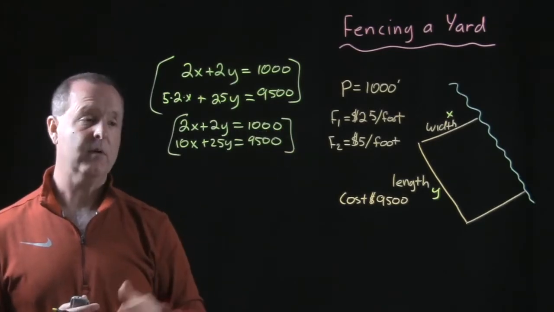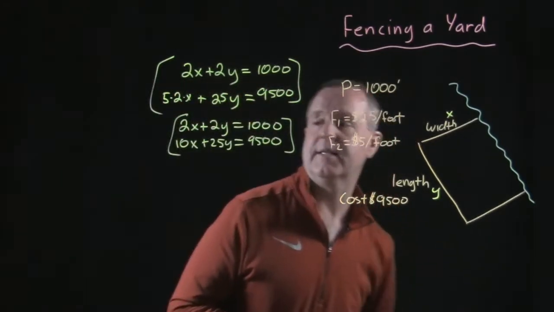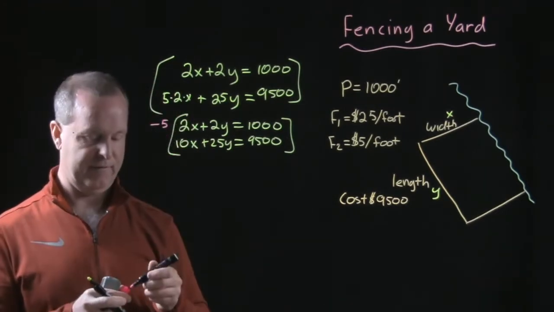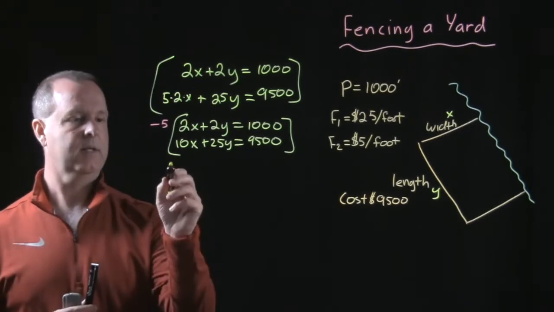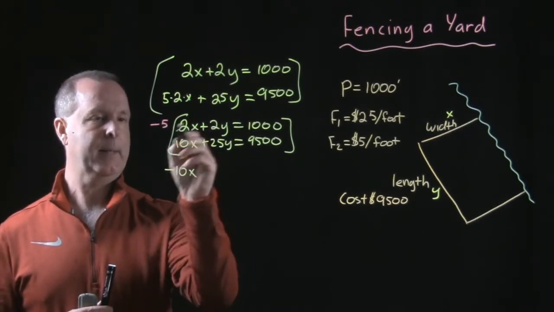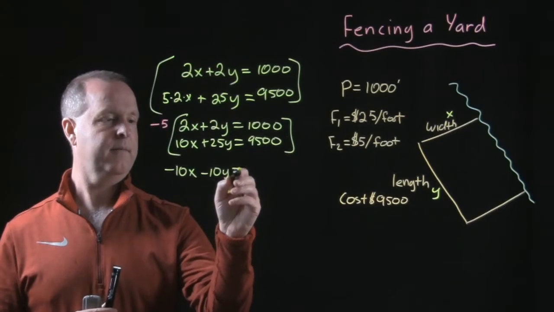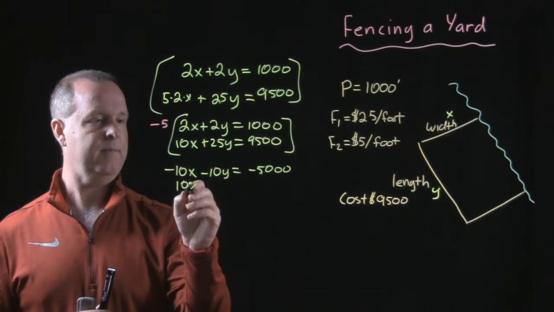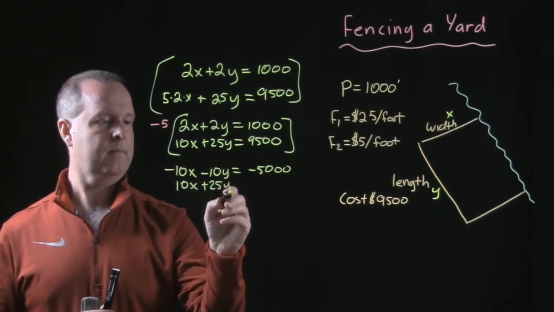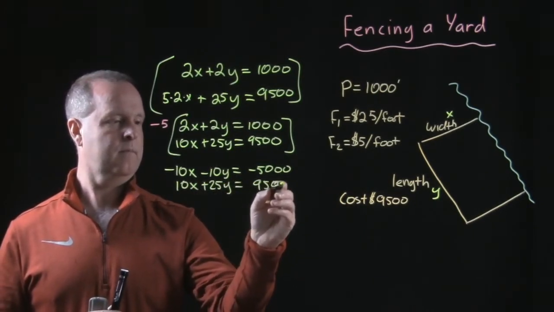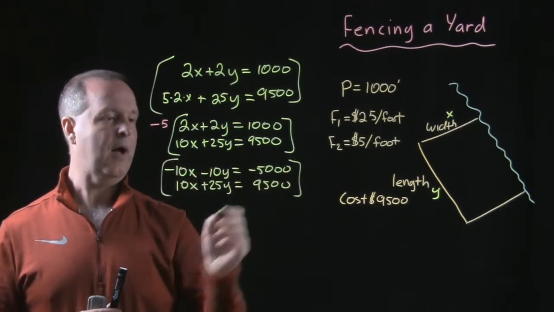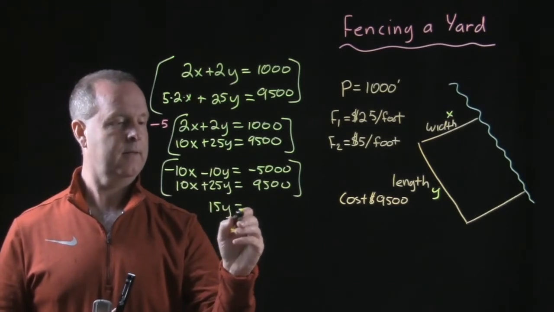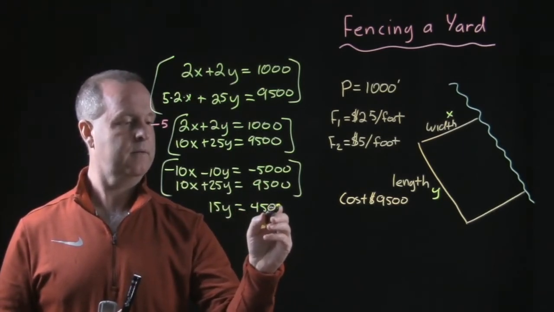I want to eliminate a variable. Well, you can do it whatever way you want. I'm going to use the addition method. And doing that means I'm going to scale the top one through by a -5. What do you say about that, folks? So it becomes negative 10x minus 10y equals minus 5,000. The bottom one's still the same. Now I can eliminate a variable, left with 15y equals 4,500.